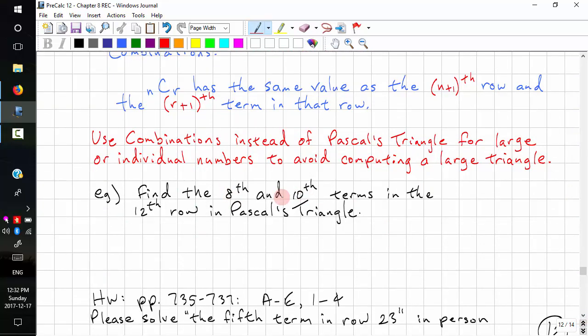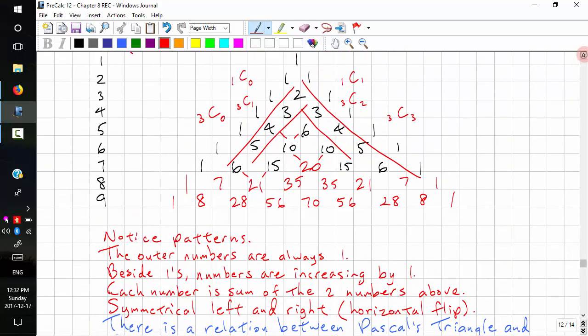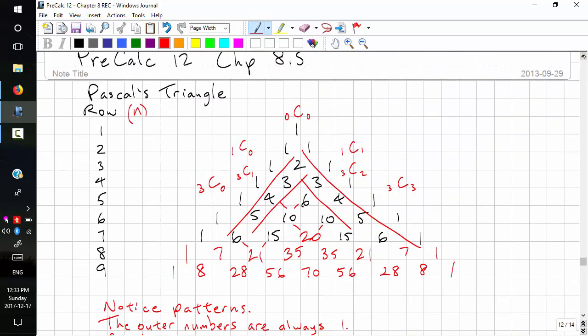So these are ordinals. For the 8th term in the 12th row, we have 11 choose 7. That's the same as writing 11, 7 in brackets. This is 330. And to get the 10th term in the 12th row, it's 11 choose 9. We decrease it by 1. 11 choose 9, and that's 55. So everything's pretty simple.